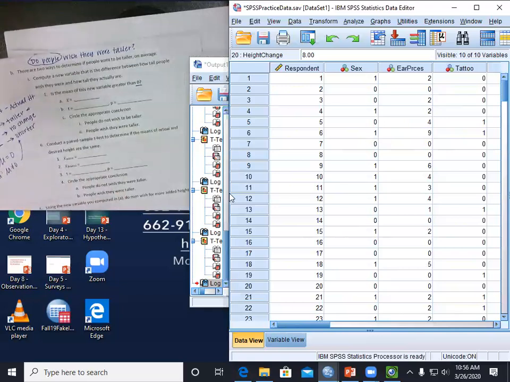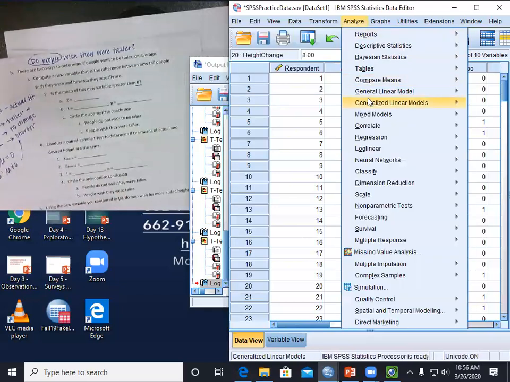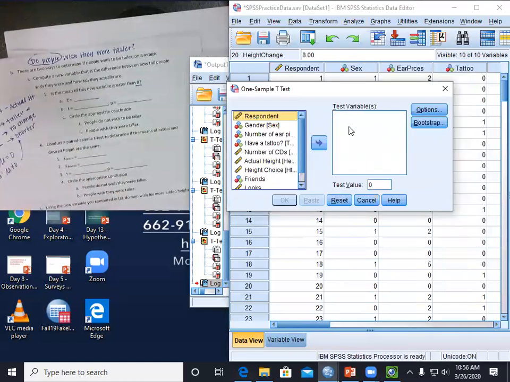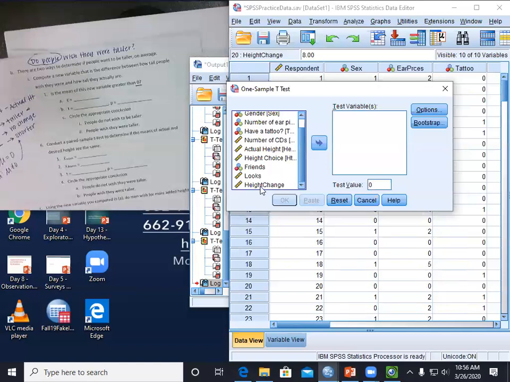To do this one-way t-test, we go to Analyze, Compare Means, One Sample t-test. The variable whose mean we're going to calculate is this height change variable. And SPSS always puts 0 in this box down here, but for once we really do want to know, is the mean different than 0?